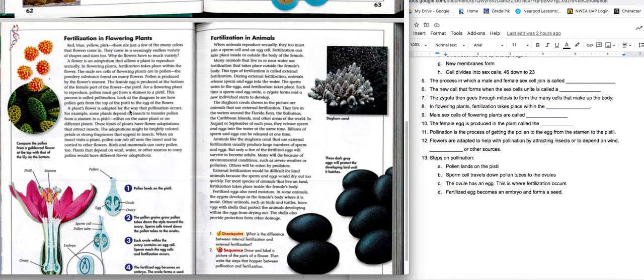A plant's flower is adapted for the way that pollination occurs. For example, some plants depend on insects to transfer pollen from the stamen to the pistil. That would be mainly bees, guys. Bees are just fantastic at keeping this world going.